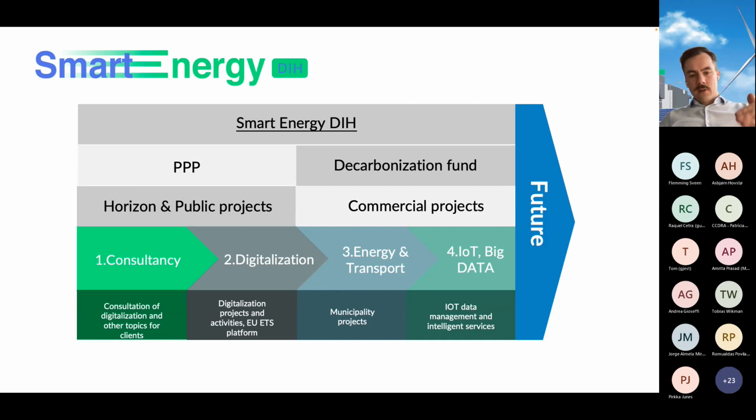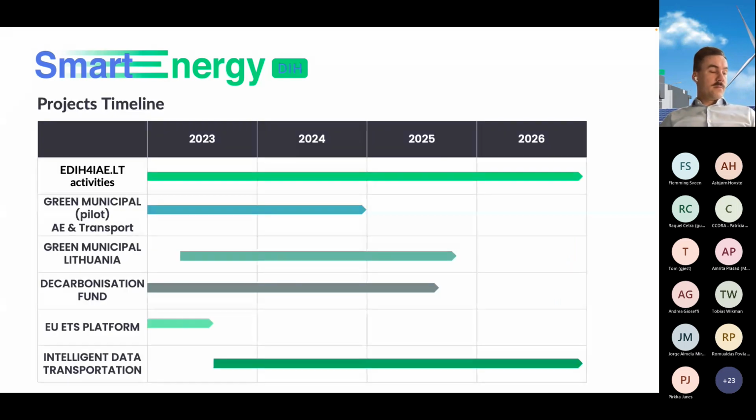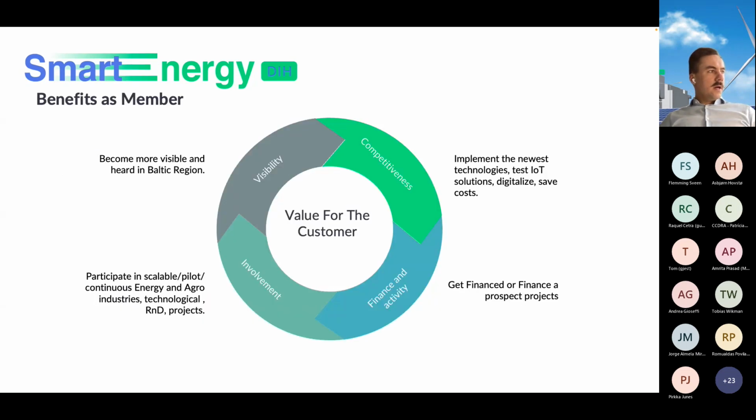And later on, we will enable, or we are already starting to enable, but on a larger scale, IoT and big data projects towards data management and supporting intelligence services. A short project timeline that we're working with: as I mentioned, EDIC, which is the European network consortium here, Green Municipality Project, Decarbonization Fund, and then later on Intelligent Data Transportation Project connected only on data analysis and monitoring.